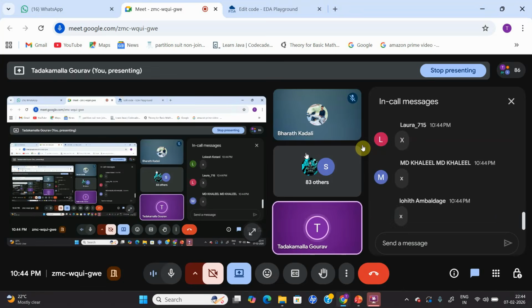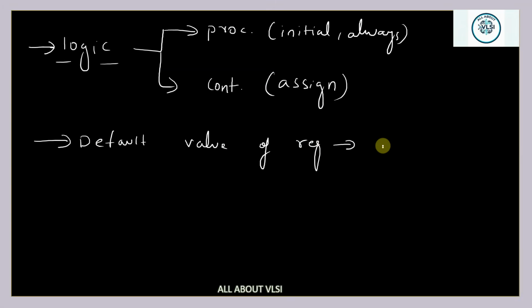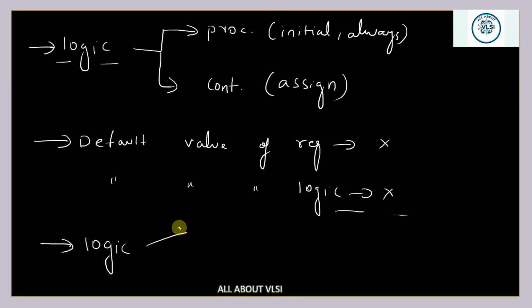Default value of reg is x. Exactly. So the default value of reg is x, and the default value of logic is also x. Okay, so it's don't care. The default value of logic is basically don't care. And logic is also a four-state data type that can support 0, 1, x and z.